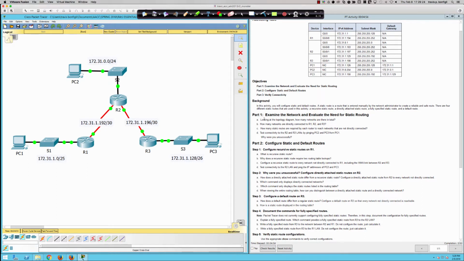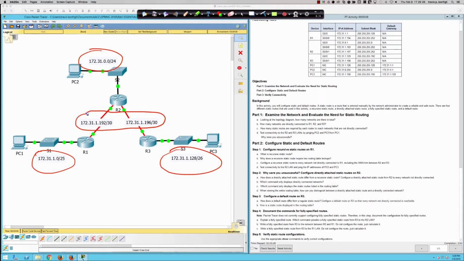Now, look at the topology diagram. How many networks are there in total? Well, this is a pretty straightforward question here, right? We've got 1, 2, 3, and then we have these 2 networks here, 4 and 5. Now, both of those networks are commonly referred to as transit networks.